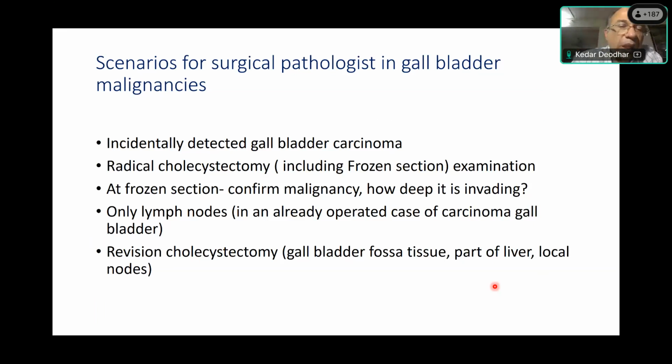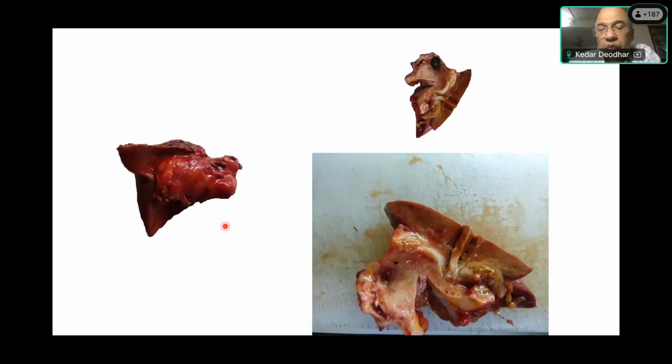Again, sometimes we see a completion cholecystectomy, a revision cholecystectomy, where we can see only the lymph nodes and part of the liver parenchyma. So this was one example of a gallbladder which was thickened, but slightly smoother on the internal aspect, with a very irregularly thickened area. This was what it looked like.